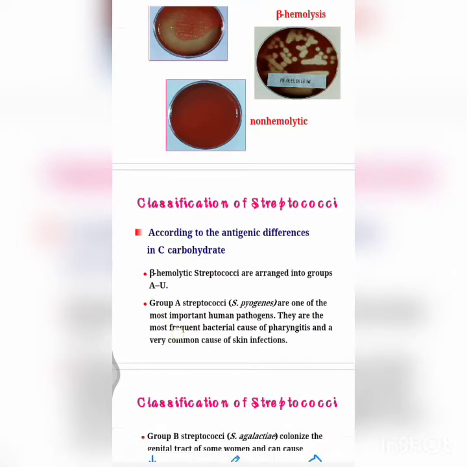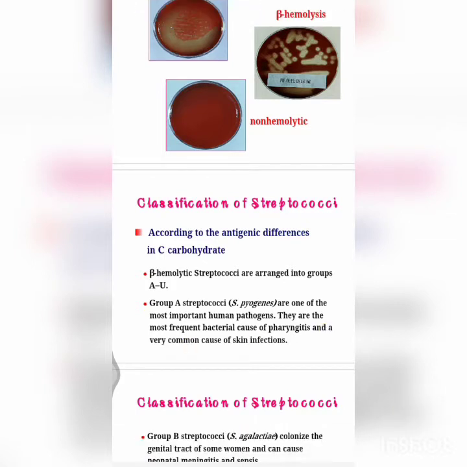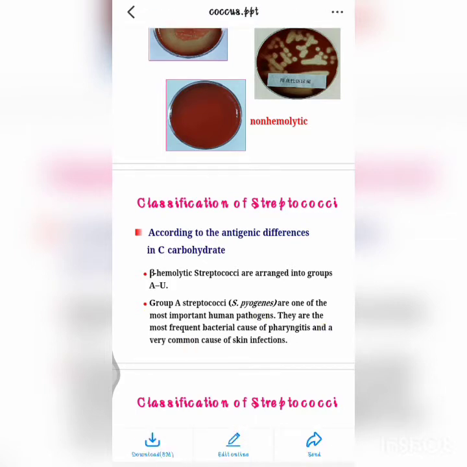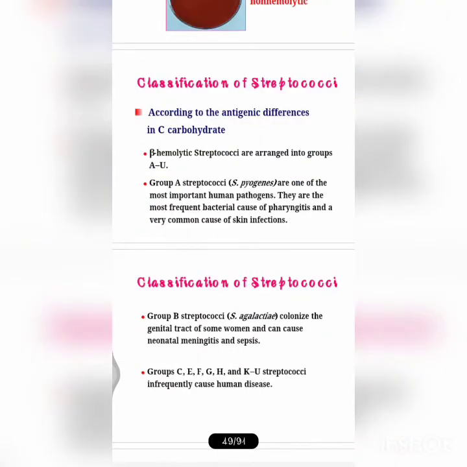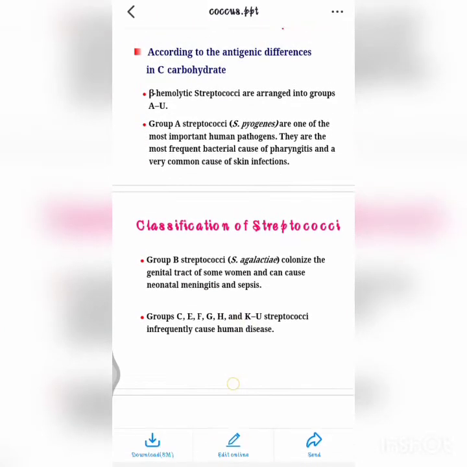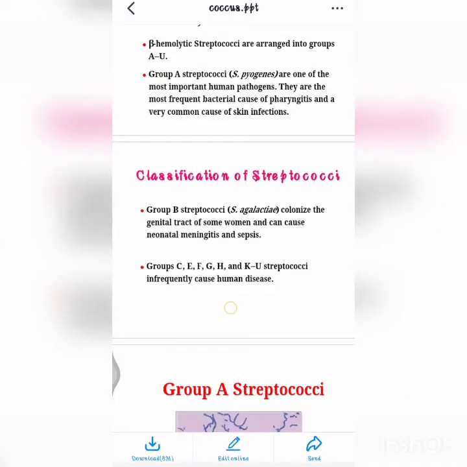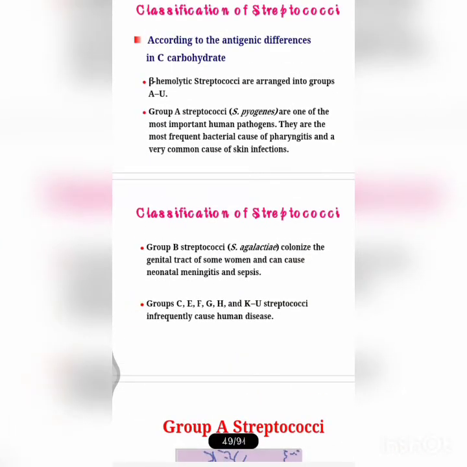They are the most frequent bacterial cause of pharyngitis and a very common cause of skin infection. They mostly cause pharyngitis, that is strep pharyngitis. In the classification of streptococci, there are group B and group C and others. Group B streptococci, also known as S. agalactiae, colonize the genital tract of some women and can cause neonatal meningitis and also sepsis. Groups C, F, G, H, and K to U streptococci infrequently cause human disease, so they are not important in pathogenicity.